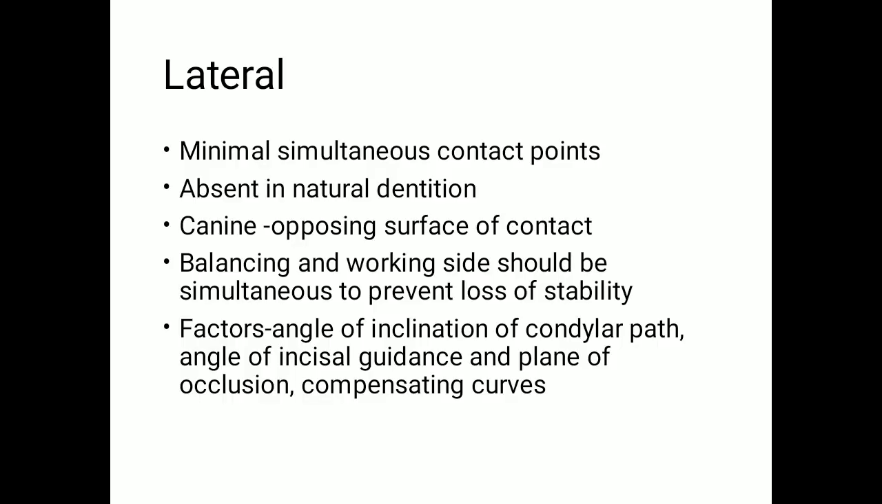Then the last one is lateral balanced occlusion. Minimal simultaneous contact points occur, and it is also absent in natural dentition. Compared with protrusive movements, lateral is always a minimal one. Here the canine is involved as an opposing surface. An important point is that the balancing and working sides should always be maintained simultaneously to prevent the loss of stability. Factors involved are angle of inclination, angle of incisal guidance, and compensating curves.